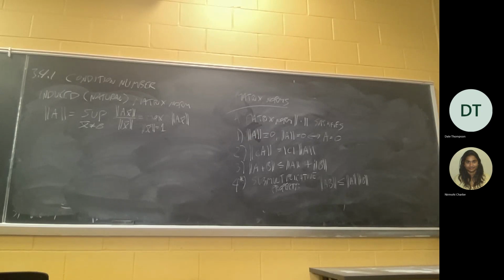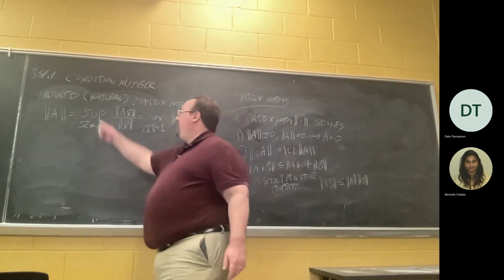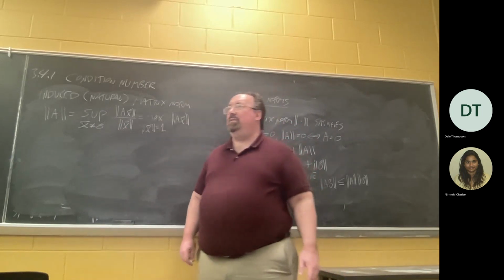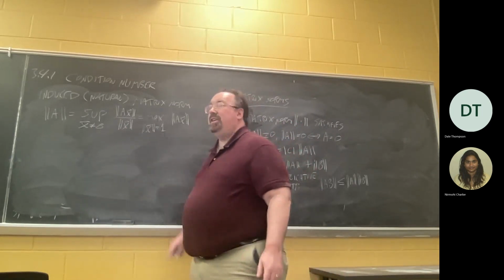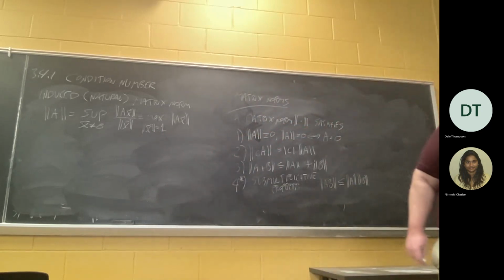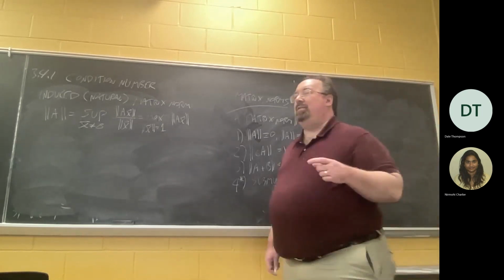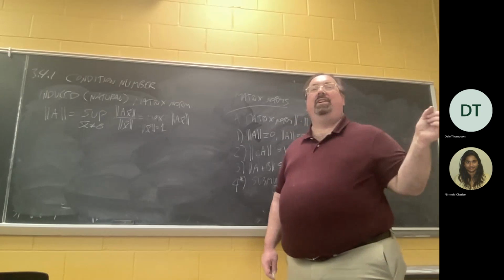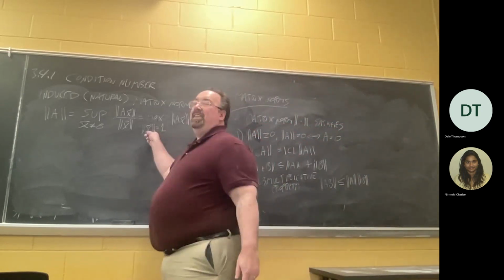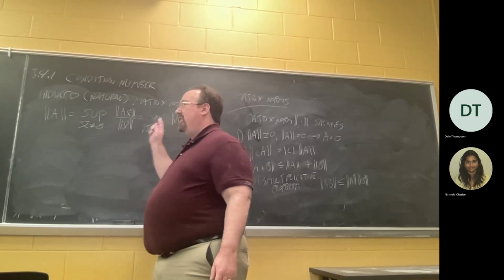Then tell me why I have to say sup here and not max, whereas I could say max over here. Would it deal with boundedness? Partly, yeah. We're actually talking about sets that are bounded and closed, compact. This is a compact set, so a continuous function on a compact set attains a max and minimum.